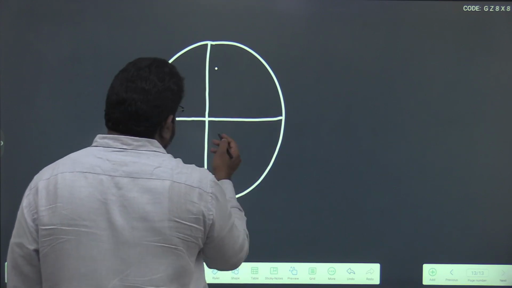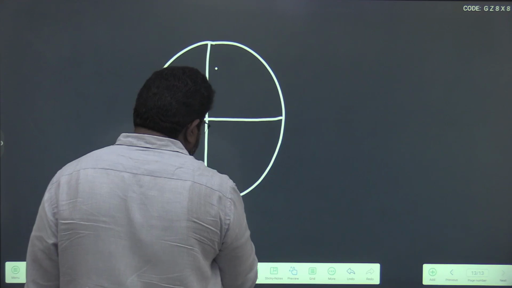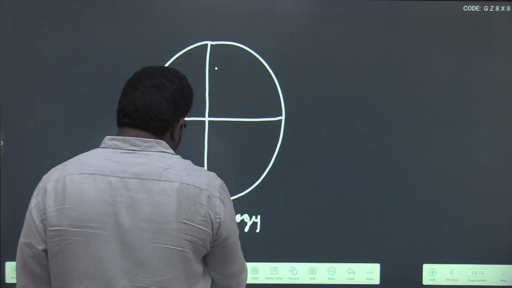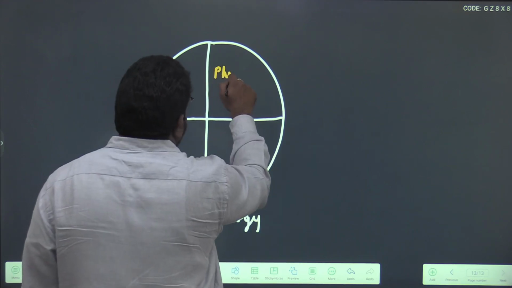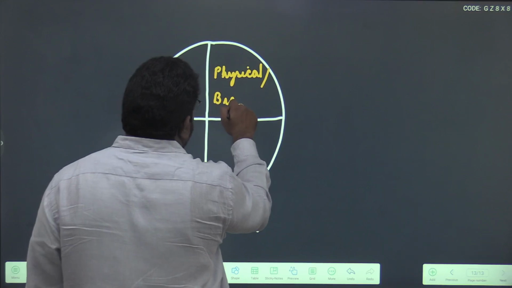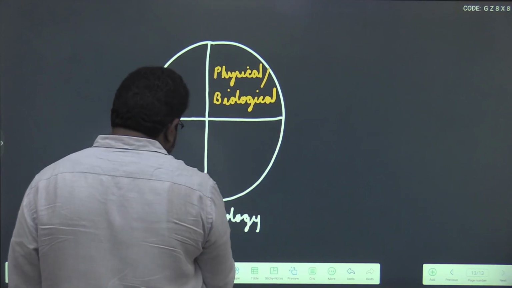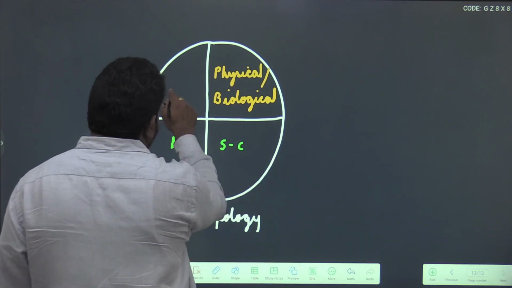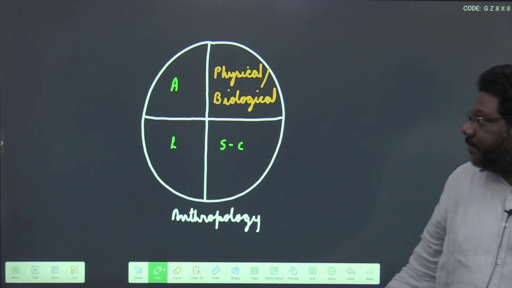So this is altogether anthropology. You can write, one part is physical or biological. The other areas being socio-cultural, linguistic, archaeological. Simple.